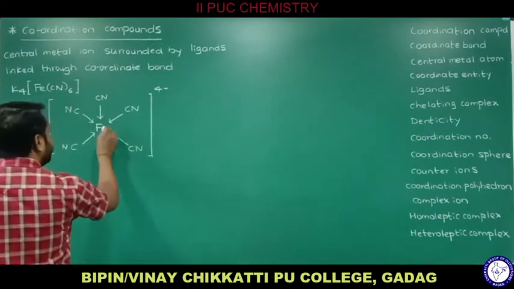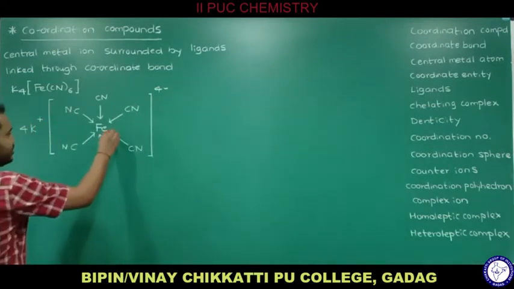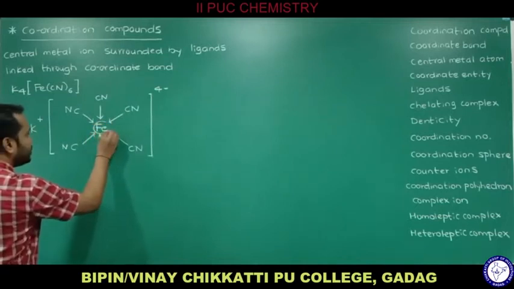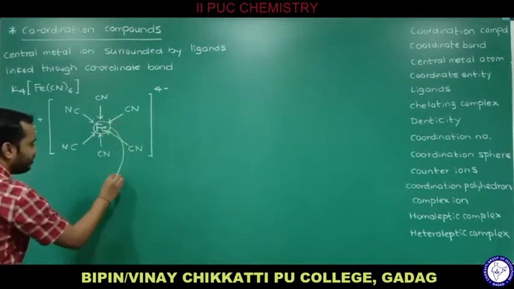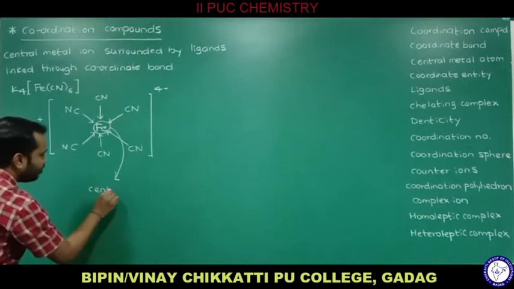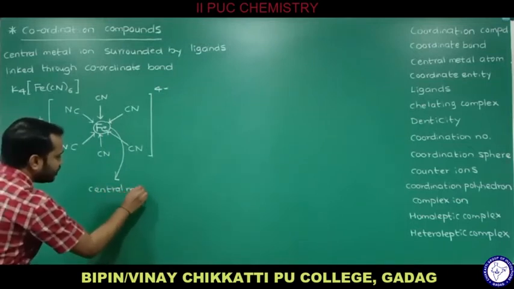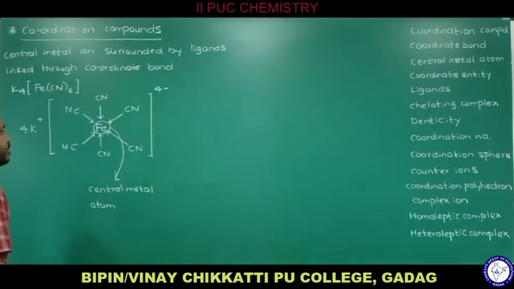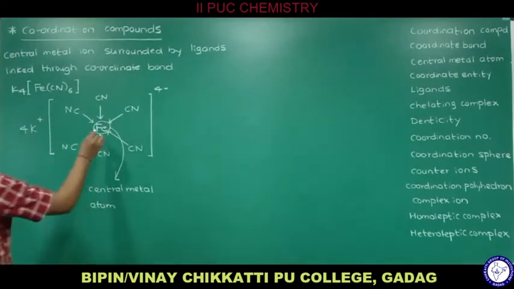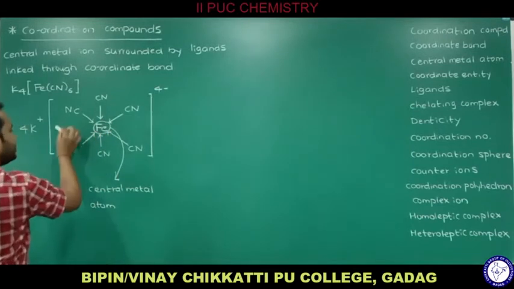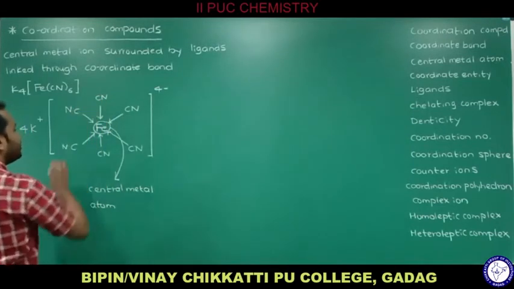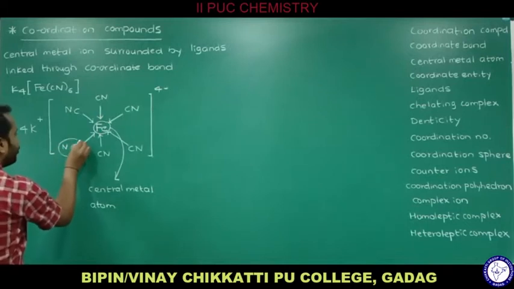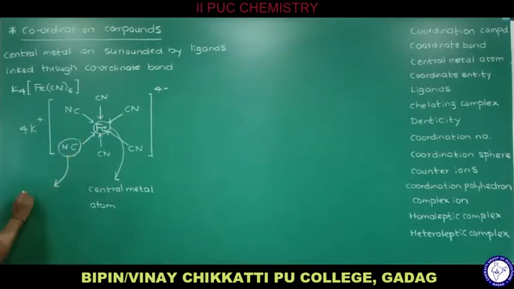So here we have a transition metal, isn't it? So this iron, for your reference I will write here, this is the central metal atom. Sometimes we get a central metal ion. So we have a central metal atom, and this central metal atom is surrounded by certain ions, CN minus ions. So these ions we call ligands. So let me write here, these we call ligands. So the central metal atom is surrounded by ligands.